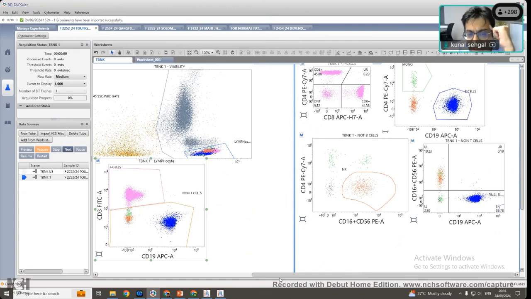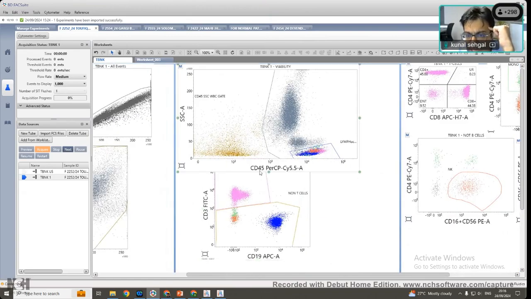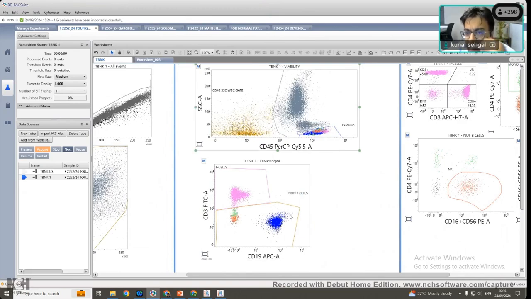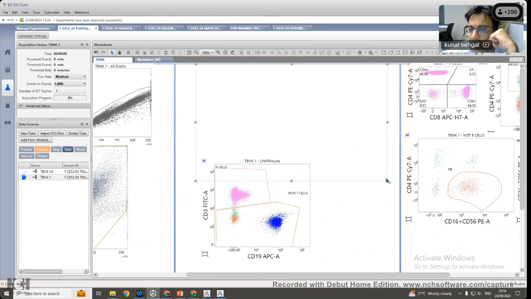Any questions on lymphocyte gating, TBNK cells, 45 gating of lymphocytes? Any questions you have? Any of your students? Okay.